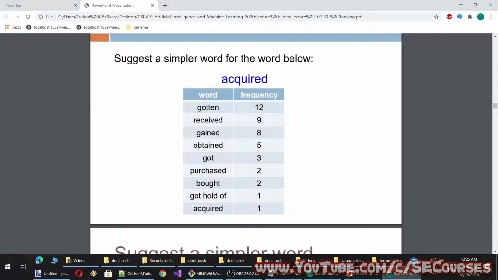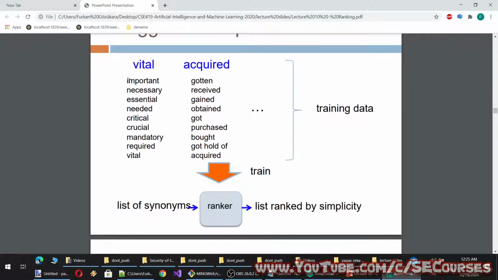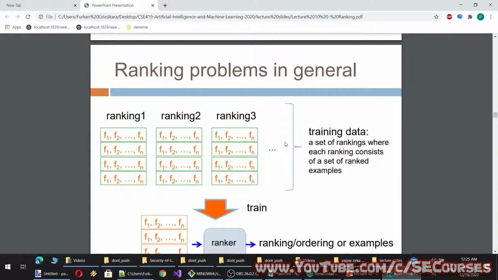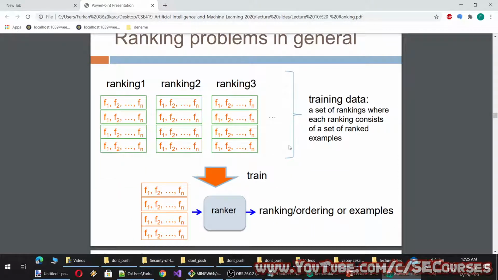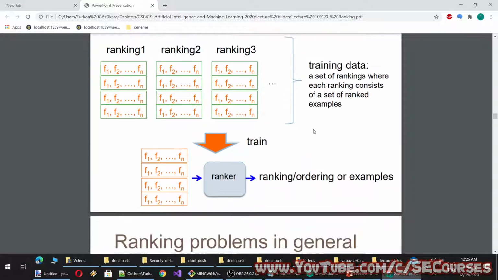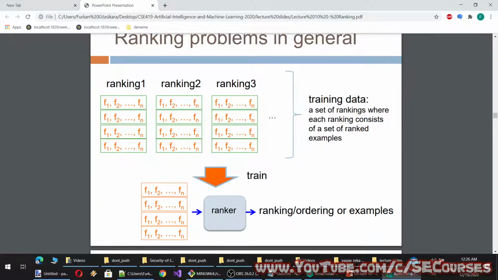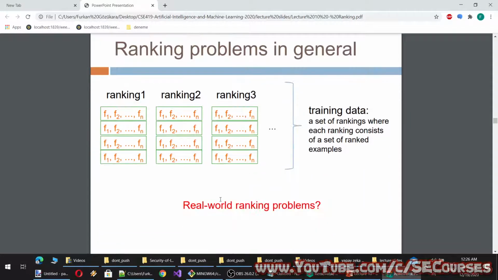For the accurate keyword, you see gotten, received, gained, and such. So here are the training data and a list of synonyms, a ranker list ranked by simplicity, and it may work on your data set or it may not work. However, in each problem, in each case, you have to decide your ranking algorithm. One wouldn't work for every problem. All right. So you see there are training data, ranker, and ranking ordering examples.